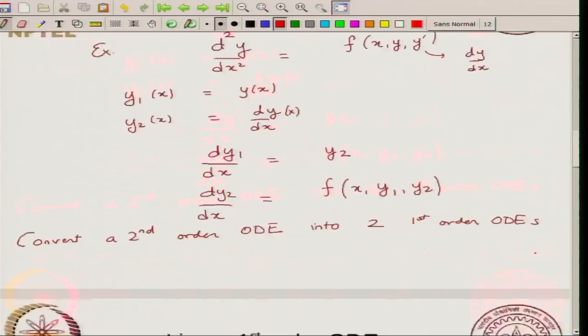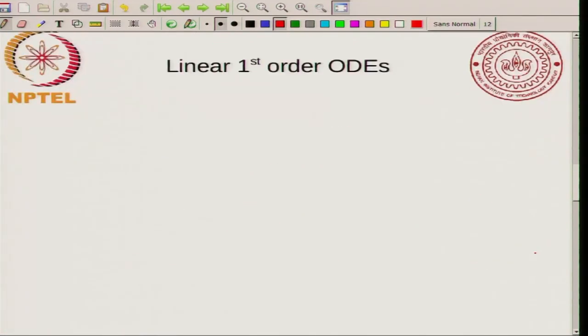Okay. Now let's look at linear first order differential equations. A linear first order differential equation means it has the form dy by dx is equal to some constant times y. So each term has y up to power 1. Now if you have this equation, then you can solve this. So a is a constant.